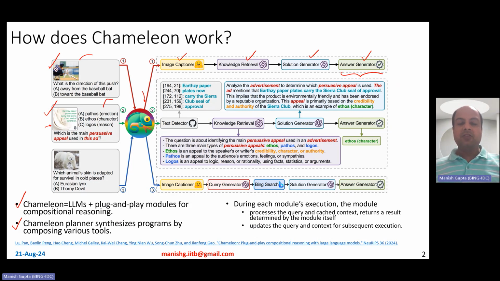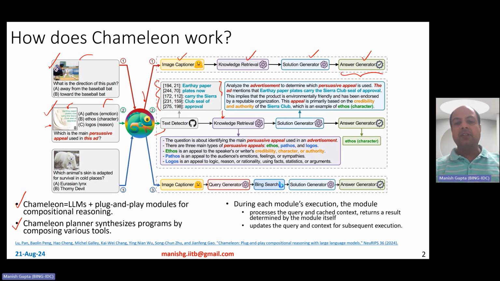Now, of course, to be able to solve this problem, what you need is certain kinds of things like OCR, which is done using text detector. Then you need knowledge retriever. So by the way, the text detector actually retrieves this text. So this is what is basically written on this image. So earthy paper plates now carry the Sierra Club seal of approval. So it's basically showing that yes, there is some credibility, seal of approval is there.